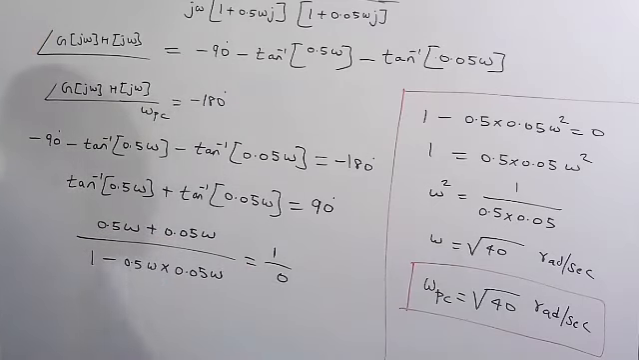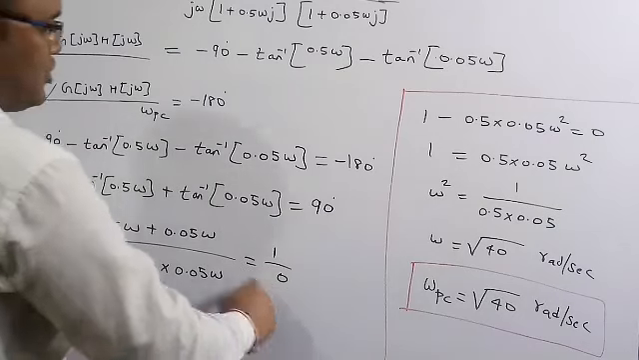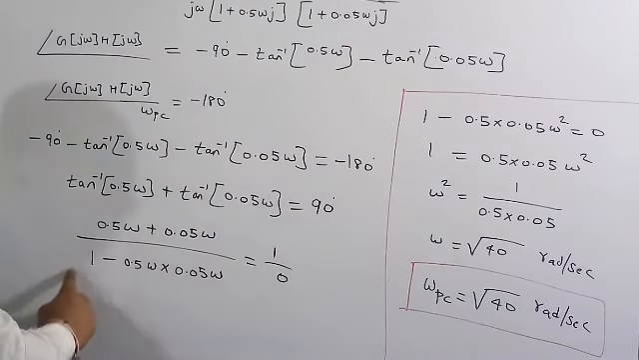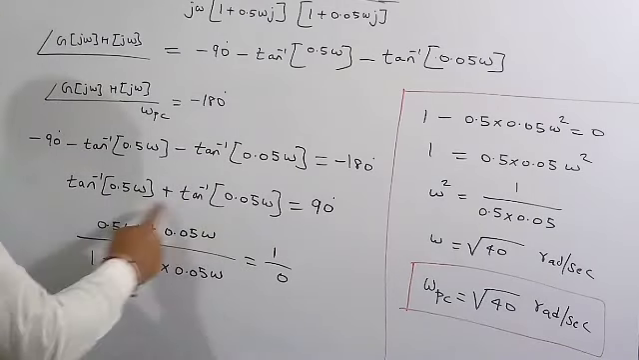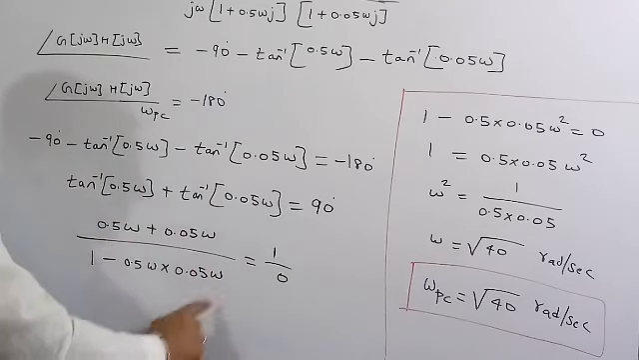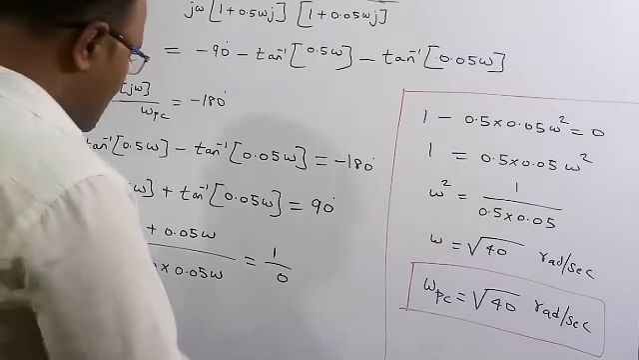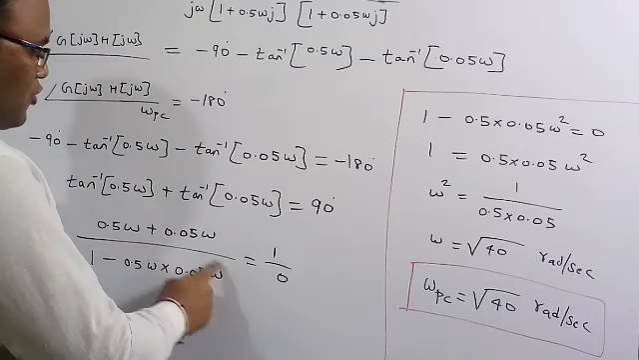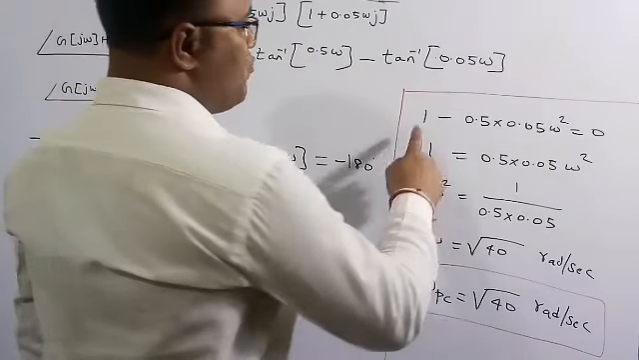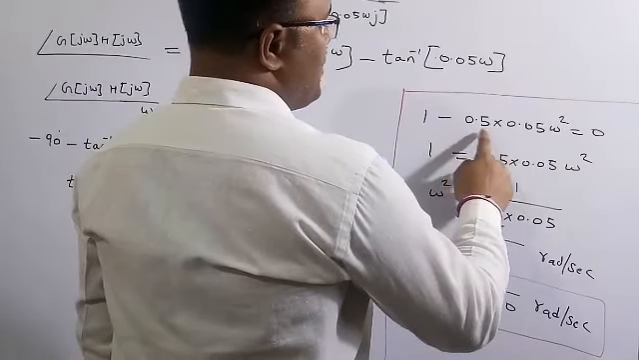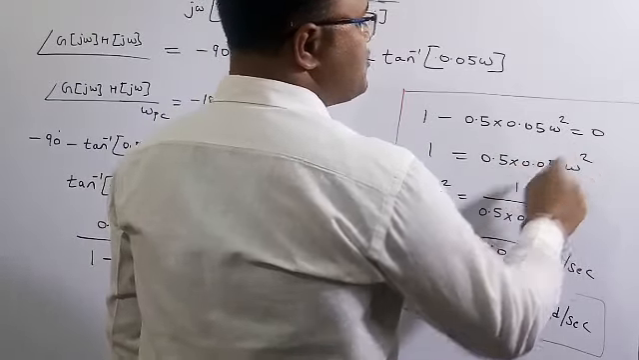to tan 90, which is infinity. Infinity means 1 by 0. So therefore the denominator must be equal to 0. Then only the whole expression will become infinity. So therefore I am going to equate this downward expression to 0. So therefore 1 minus 0.5 into 0.05 omega square is equal to 0.